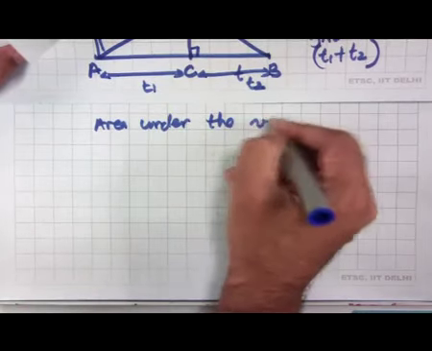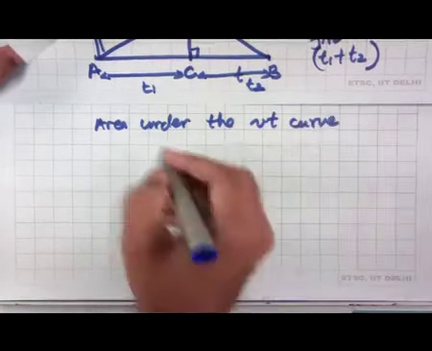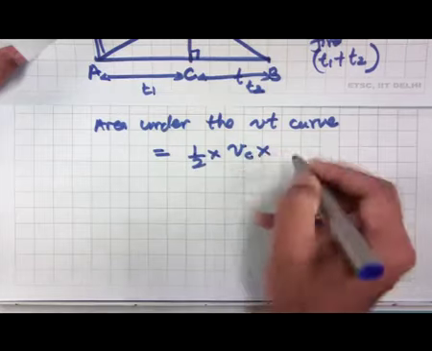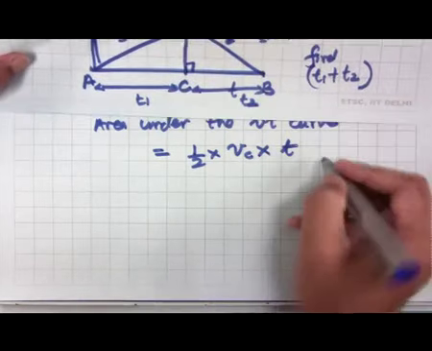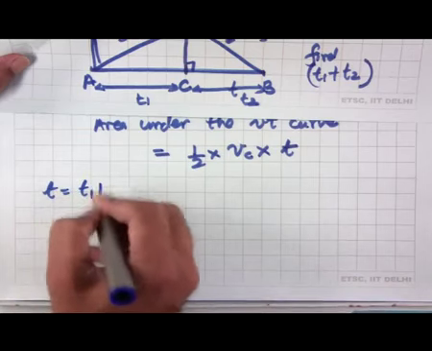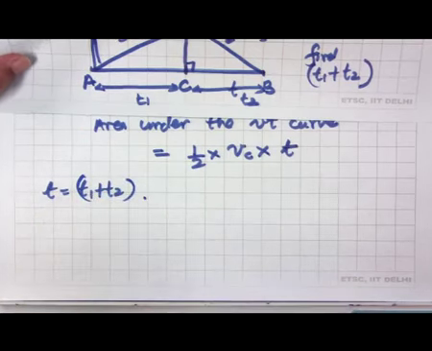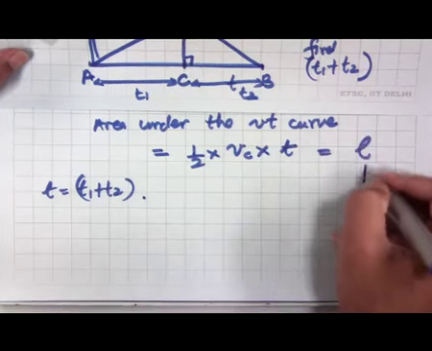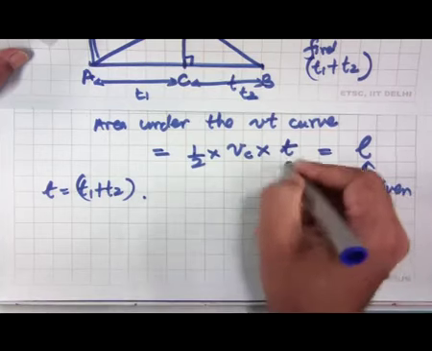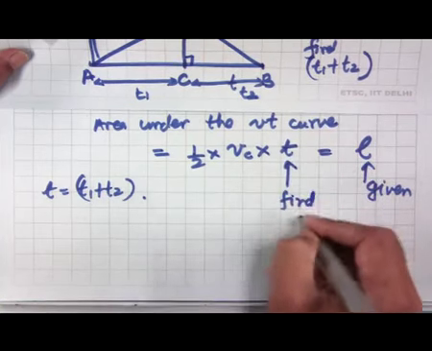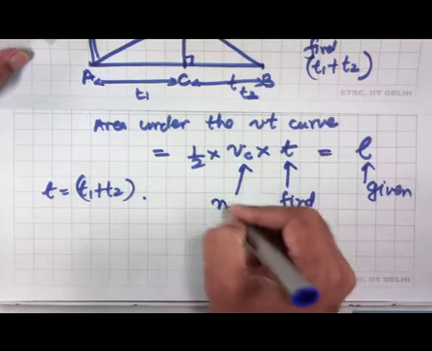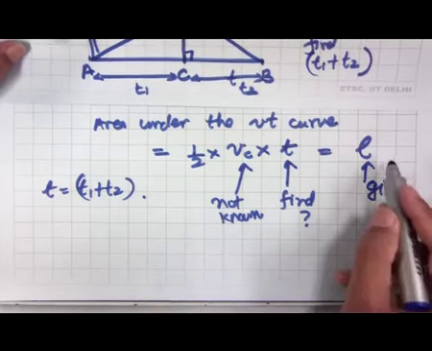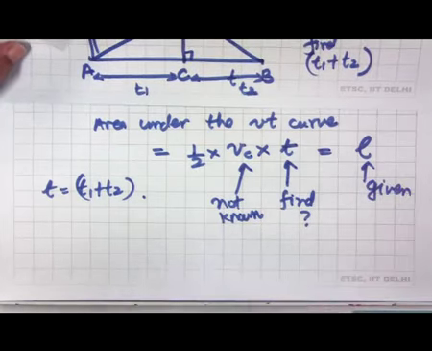the area under the Vt curve will be equal to half multiplied by Vc multiplied by T, where T is equal to T1 plus T2, the total time. And this is given to us, this is equal to L. So, this L is given, T is what we have to find, and Vc as of now is not known. So, here we get one relation, we want to find the second relation.